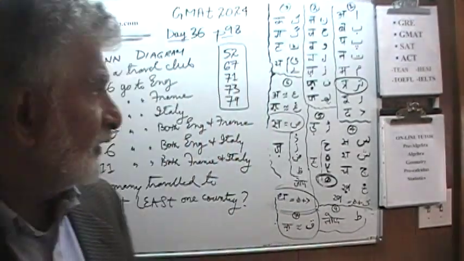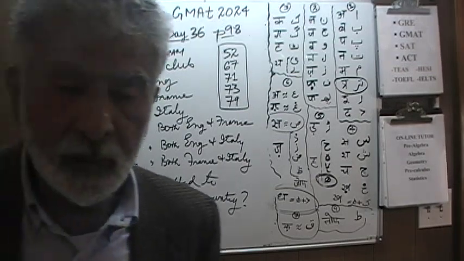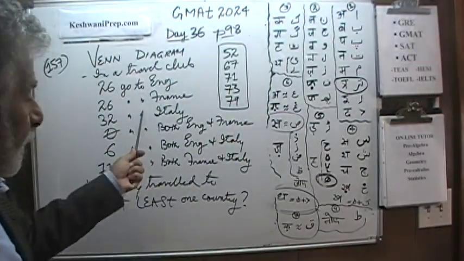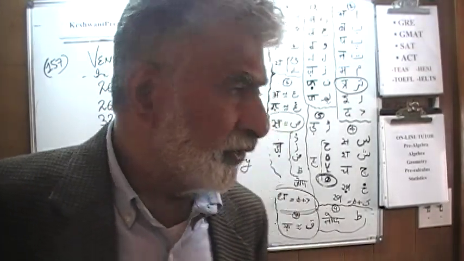Today is our lesson number 36. We are on page number 98. We're going to do only one problem today, number 157. As you can see, it's on the blackboard already. This problem deals with the concept of Venn diagram, and this is what it says.